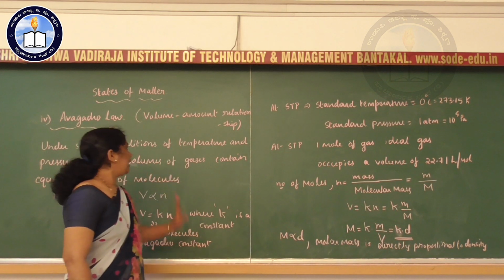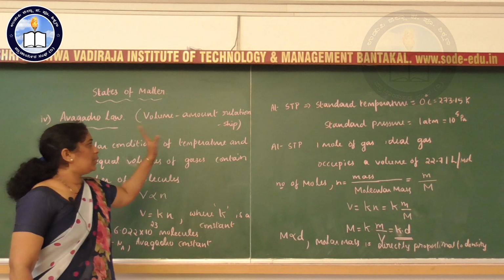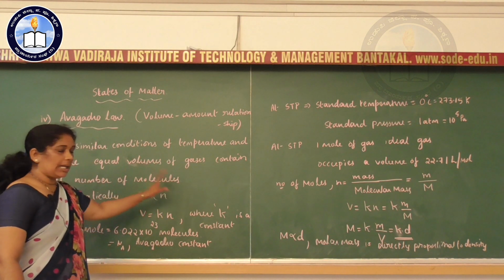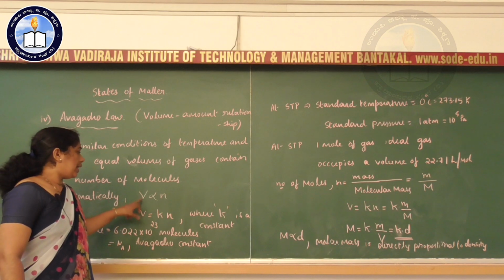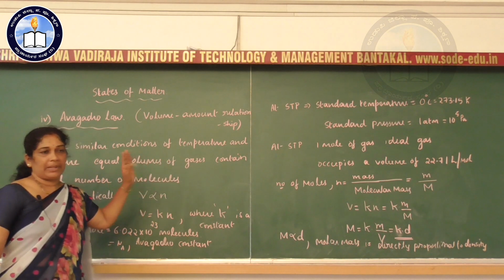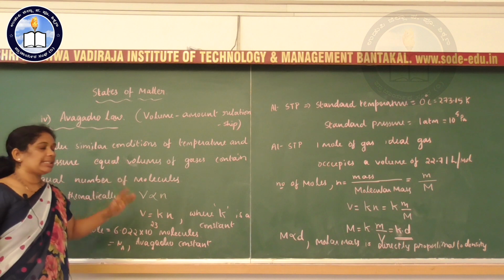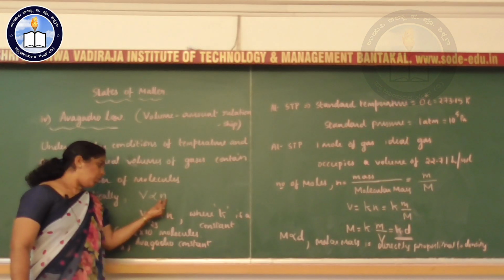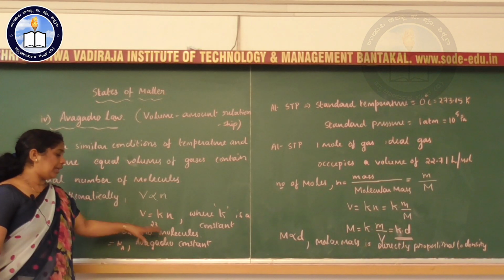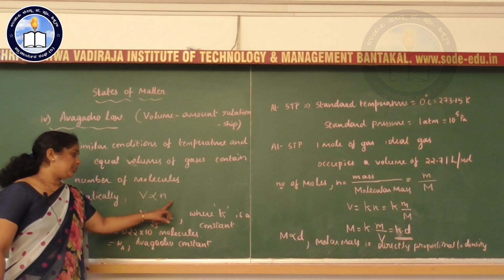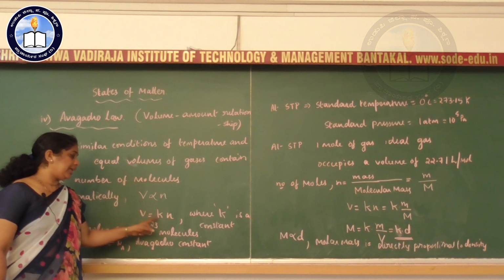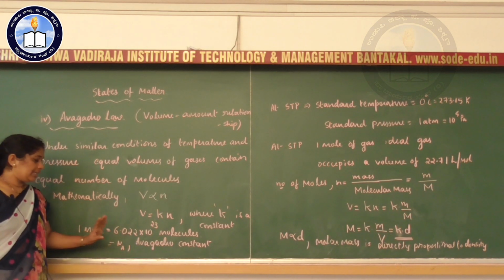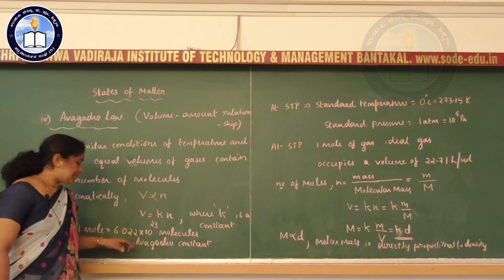Okay, so this is about the Avogadro's law, which relates volume and amount relationship. Amount of gas, if we take n number of moles we can say. So under similar conditions of temperature and pressure, equal volumes of gases contain equal number of molecules. Here I have taken n as number of moles, then I converted moles into molecules. So V is proportional to n. V is equal to K into n, where K is a constant. We know that 1 mole is nothing but Avogadro number of molecules.